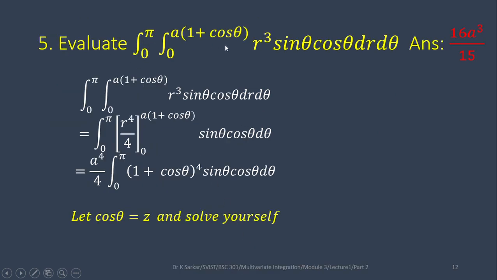Question number 5. Integration 0 to pi, integration 0 to a(1 plus cos theta) of r cube sin theta cos theta dr d theta. So first you do the integration with respect to r. Here r cube is there. So the integration of r cube is r to the 4 by 4, and putting in the limits you get this. Now you take the substitution cos theta as t, and you know how to solve it, so do it yourself.